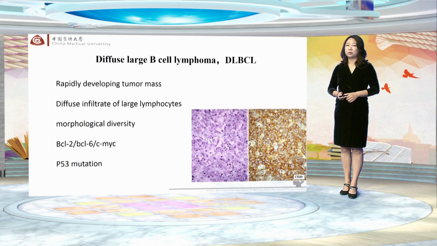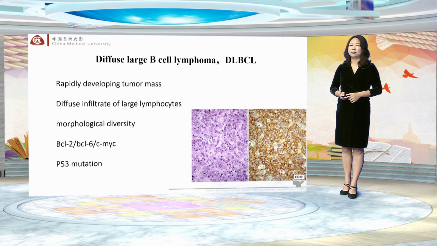The large B-cell lymphoma patient frequently presents with one or more rapidly developing tumor masses involving nodal or extranodal sites. The typical large cell tumor mass shows complete effacement of normal lymphoid architecture with a diffuse infiltrate of large lymphocytes. The large cells display more morphological diversity. The variants are described as centroblastic, immunoblastic, plasmablastic, and large anaplastic.